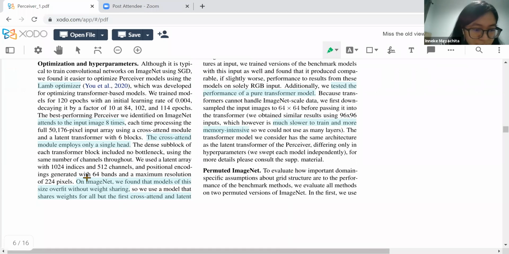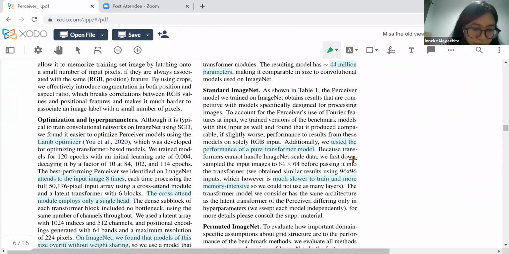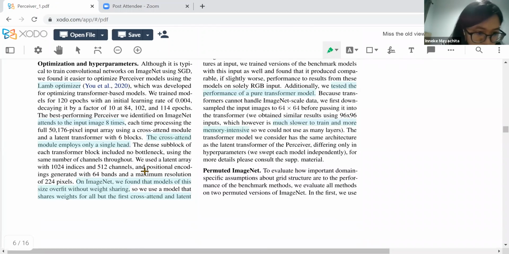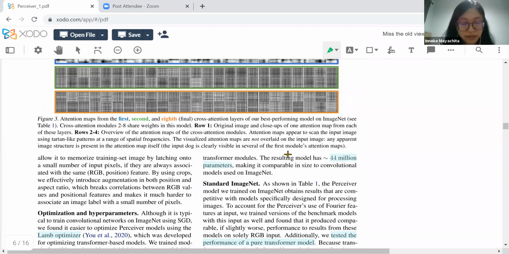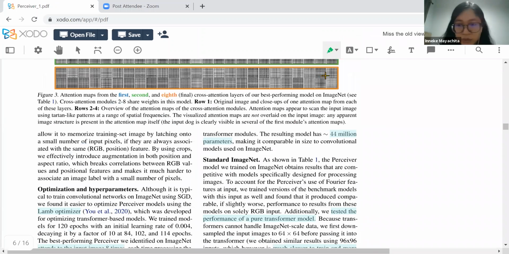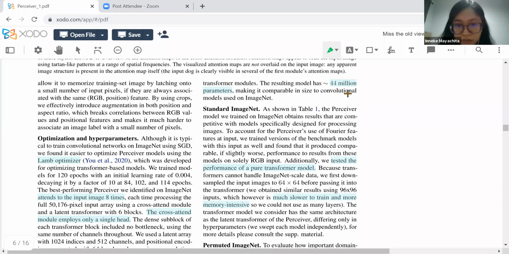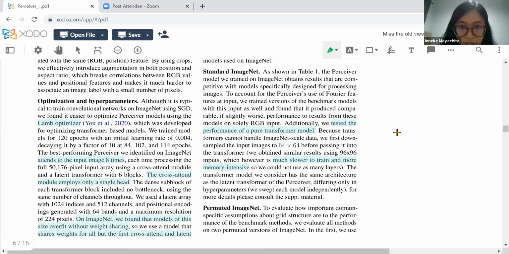They also mention again on ImageNet that this model overfits without weight sharing. And then how do they address this? They share weights for all of the layers except the first cross attention and the latent transformer, which resulted in 44 million parameters. Okay.